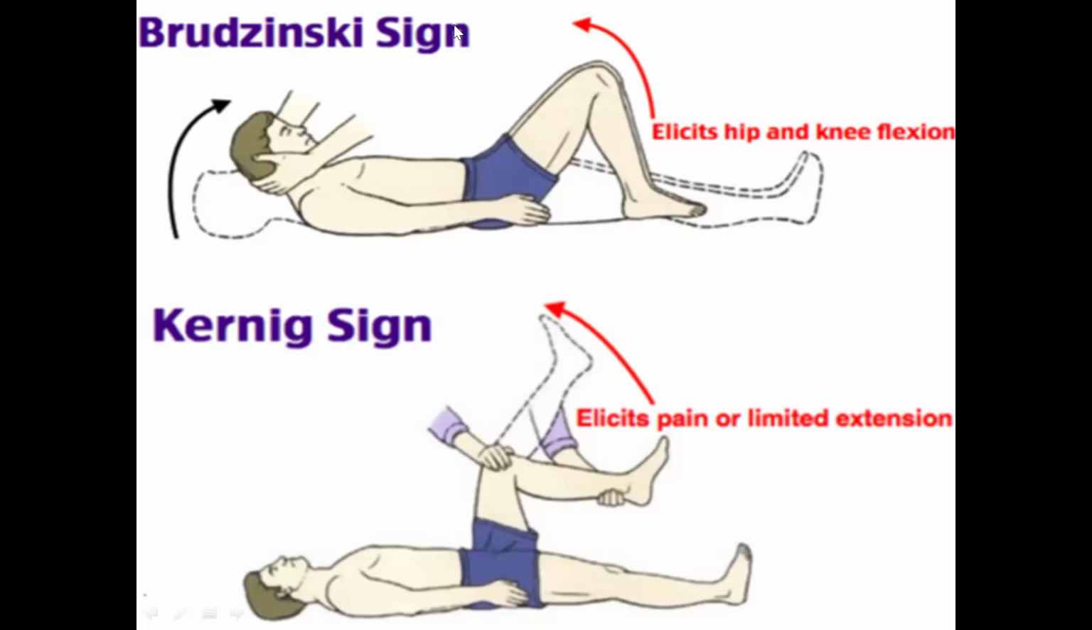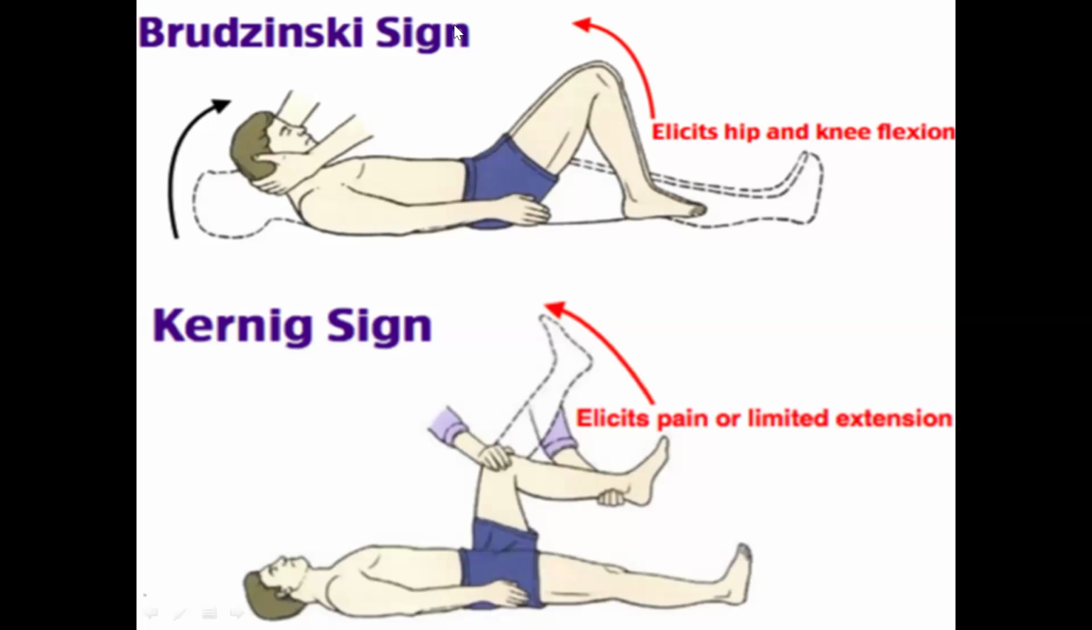That was why I looked for the picture, so that you can have a better understanding. So as I'm trying to extend, the patient will elicit a very terrible pain, and that means the patient is positive to Kernig sign. Patient is positive to what? Kernig sign. Then the other one is Brudzinski sign.